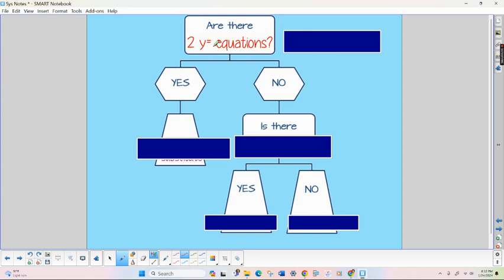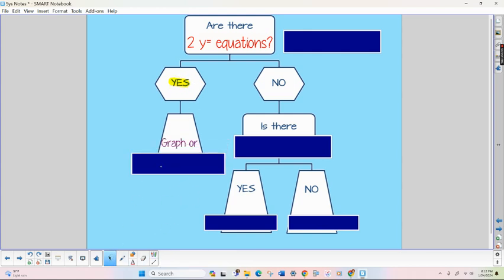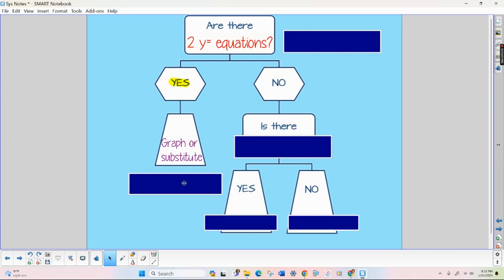So if we start here and say, are there two y= equations? If we say yes, there are two y= equations, fantastic. That means we are going to either graph or substitute. Now, graphing is not my favorite to do unless I have graph paper, but we are going to have a page here soon on how we can graph it on our TI-84. So we will be able to graph some things, but only if they're both y= equations. Our other method would be to substitute.